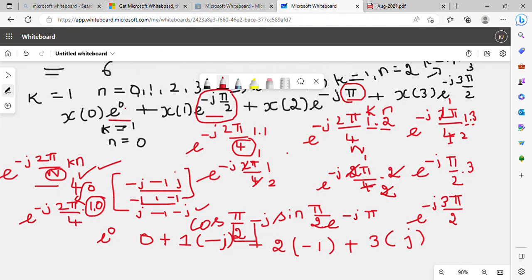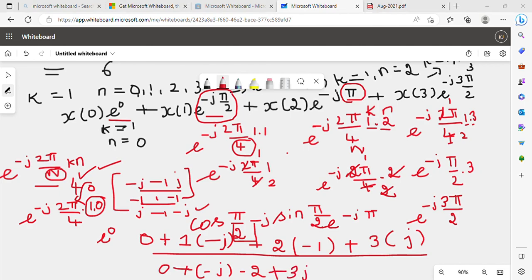So now here, if I simplify this, I am going to get the resultant as 0 minus j minus 2, and this is plus 3j, right? Yes. So before that I'll showcase it to you.